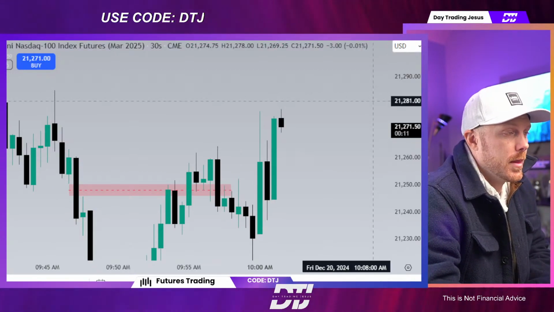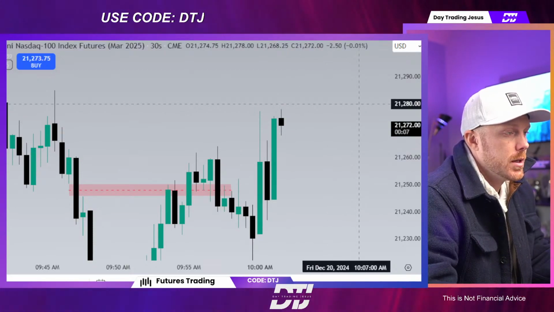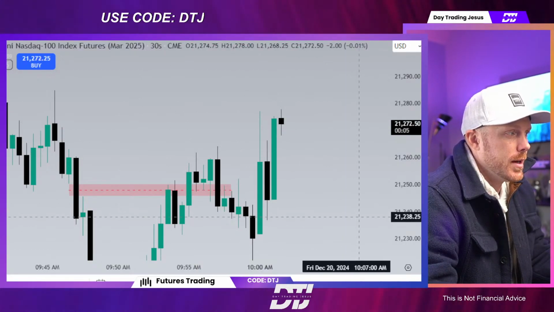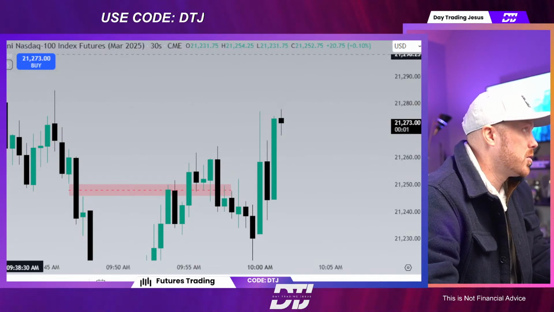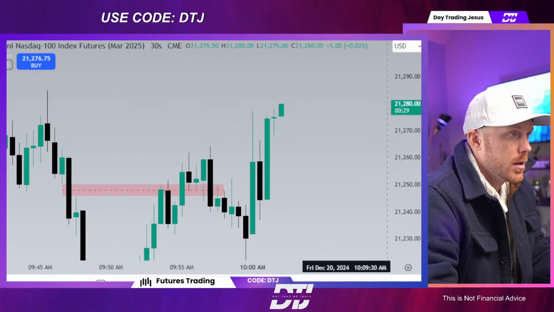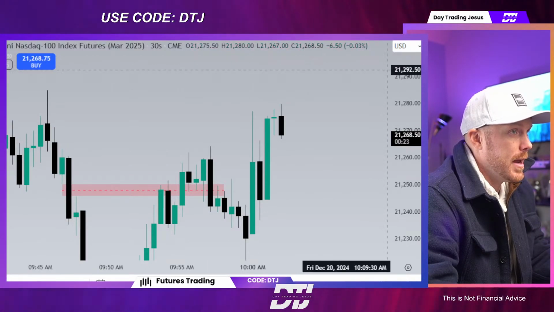But the problem I'm having right now in our trading is, where's the draw on liquidity? I don't have a clear draw. I've said this multiple times today. I'm saying it multiple times because I need you guys to understand that if there's not a draw on liquidity, it makes it very difficult.